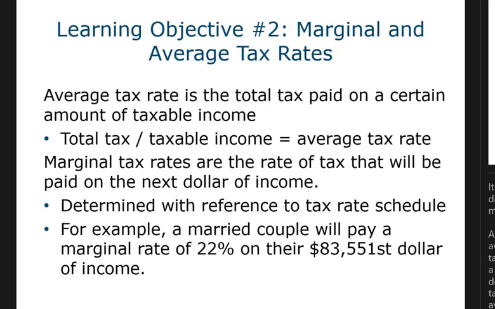We refer to the different rates as tax brackets in the United States. For example, a married couple, based on their income, if they made $83,551, that $551st would be taxed at 22%, because that's just into the 22% tax bracket. We'll show you an example of what those look like a little bit later.